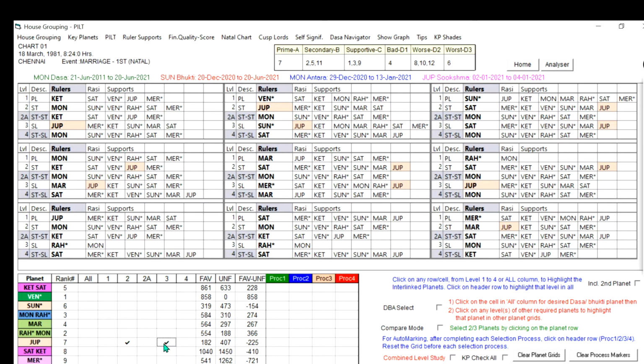If you want to check multiple levels, not only one planet, you can check any planets, you can combine also. So this will be a very good way of finding the significators.